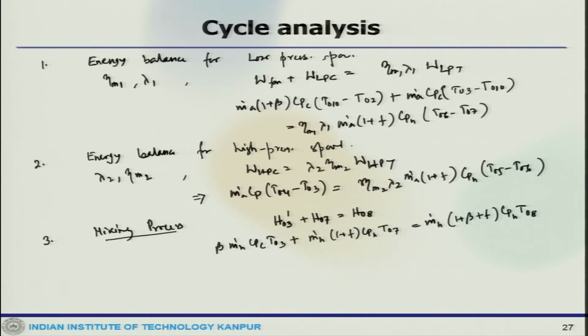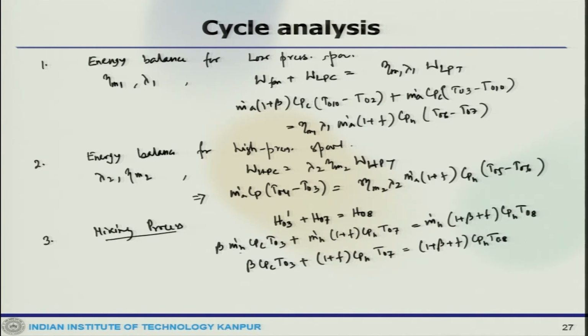So, this should be, this is beta. So m dot h means whatever is going through the hot portion of the engine. That gives us back beta CPC T naught 3 plus 1 plus f CPH, then CPH T naught 7 equals 1 plus beta plus f CPH T naught 8.